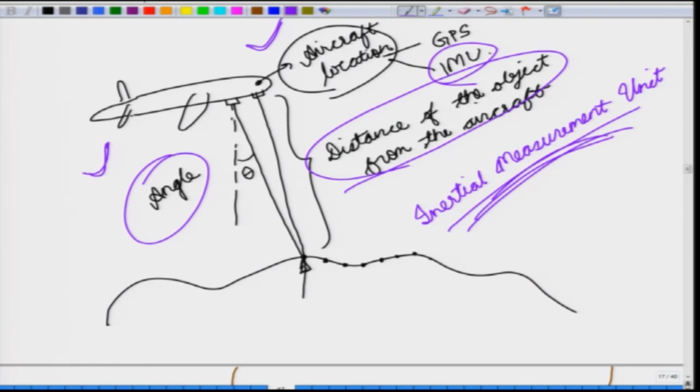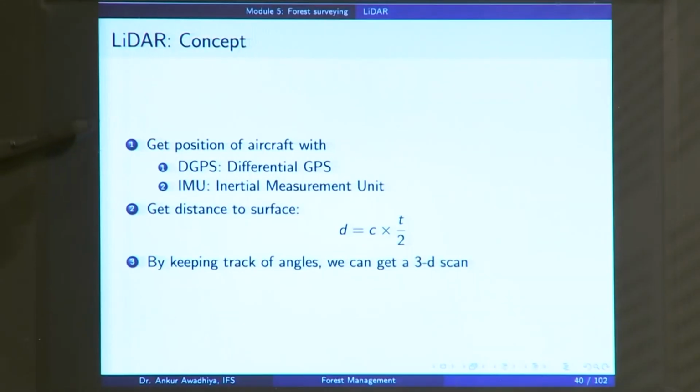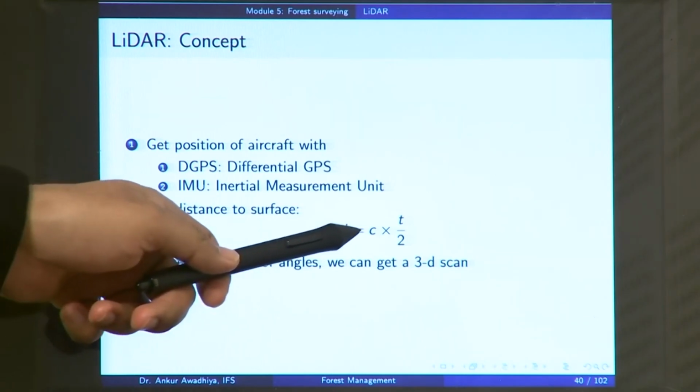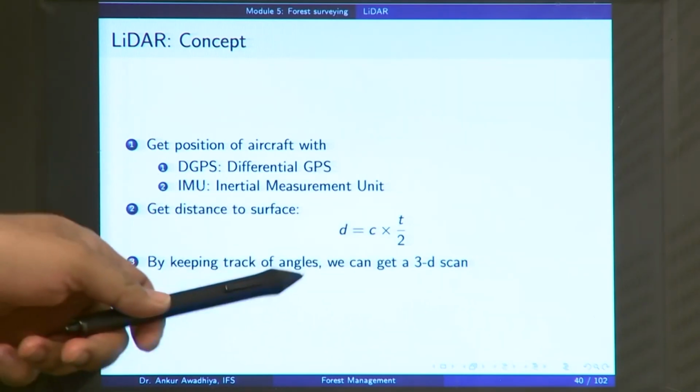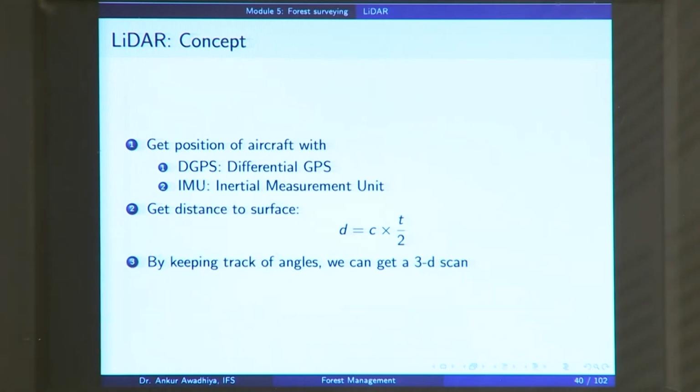So, now you know all these three things. You know the aircraft location, you know the angle that is being subtended, and you know the distance of the object from the aircraft, and using all three of these you can figure out the locations of each and every one of these points. And when you do that, you have a very good three-dimensional representation of the surface that you are interested in. So, basically the concept of LiDAR is that you get the position of the aircraft with differential GPS and inertial measurement unit. You get distance to the surface by d is equal to c into t by 2, and by keeping track of the angles we get a 3D scan.